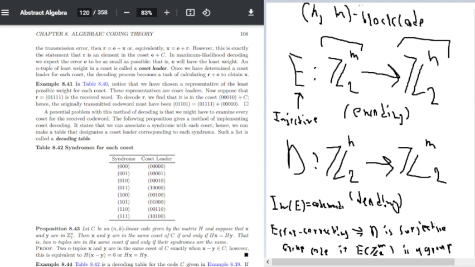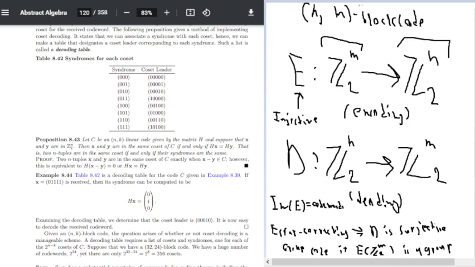Proposition 8.43. Let C be an (n,k) linear code given by the matrix H, and suppose that X and Y are in Z mod 2 to the n. Then X and Y are in the same coset of C if and only if HX is equal to HY. That is, two n-tuples are in the same coset if and only if their syndromes are the same. Proof. Two n-tuples X and Y are in the same coset of C exactly when X minus Y is in C. However, this is equivalent to H of (X minus Y) equals 0, or HX equals HY.